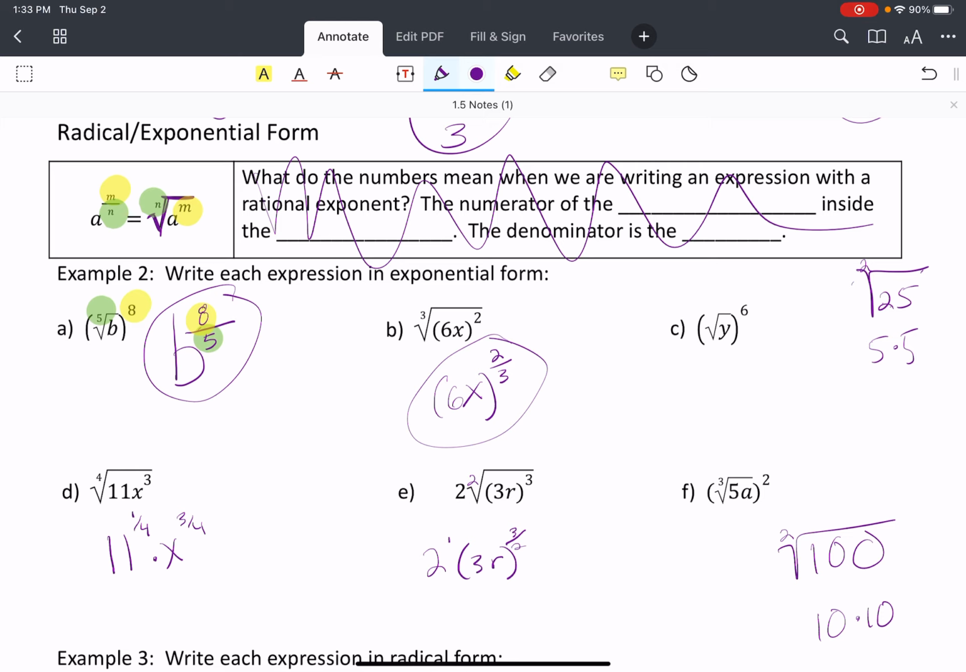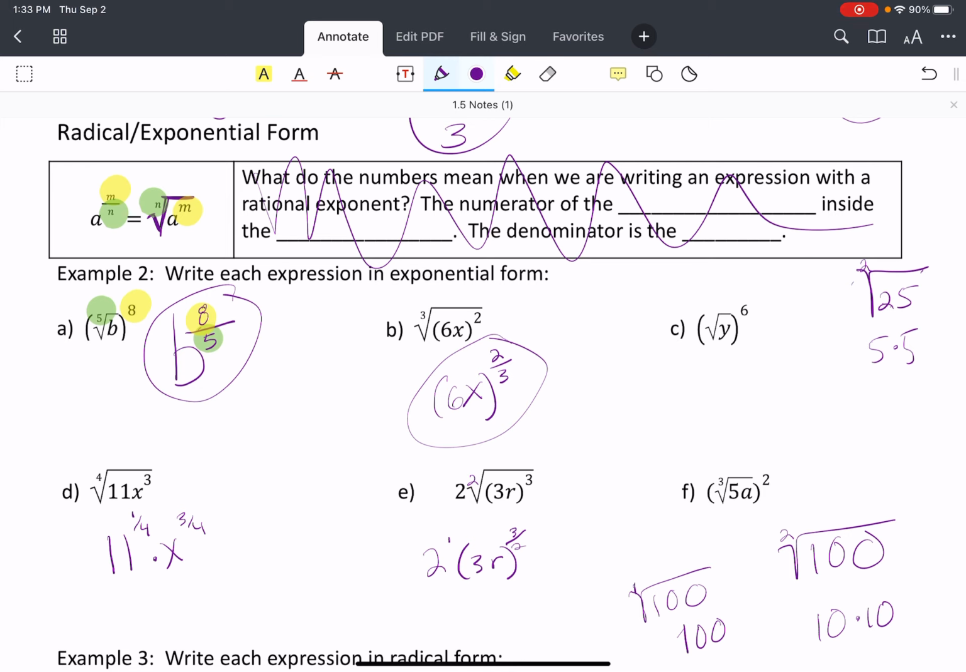Okay, so if that's the idea of what a radical is, do you guys know if there was a 1 there, what it would be? It would just be 100. It's just the same, because having a 1 there is saying, how do I get to 100 but only using one number? Well, then that's the 100.